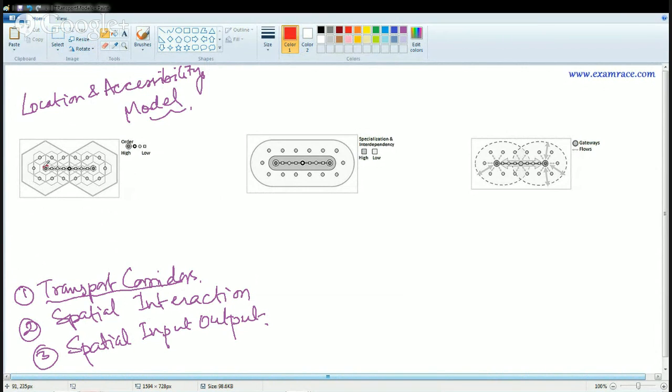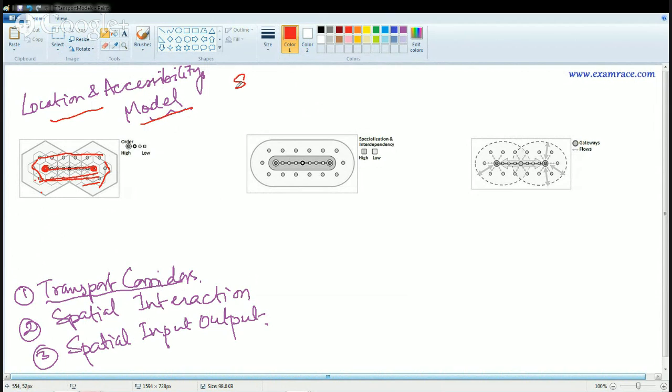So here we can see, here is one center and here is another center. You have a kind of linear linkage, or a major linkage which is of higher order, between the two major centers or markets. And then you have a peripheral market, which is a point in each smaller hexagon or each smaller town. So you have a kind of linear model of transportation which is developing here. This was the concept propounded under the location and accessibility model, which was the modification of central place theory.